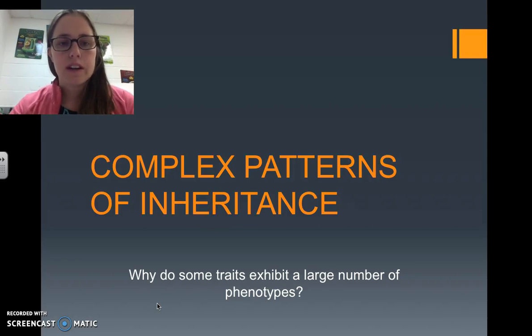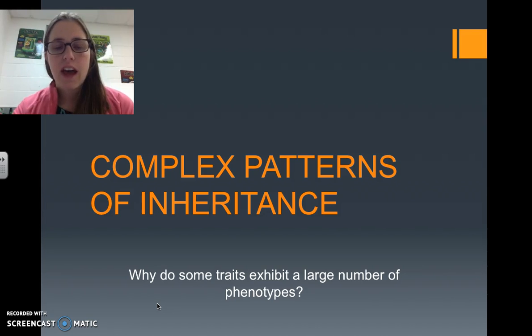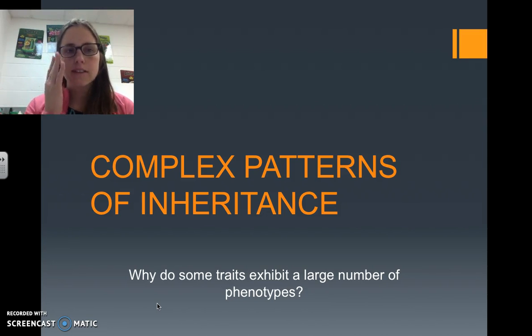Right, so we are going to talk about complex patterns of inheritance and why some traits have large numbers of phenotypes. For example, why height? You can be lots of different heights. There isn't just two different heights. You can have lots of different hair colors. There aren't two different hair colors. You can have lots of different eye colors. There aren't two different eye colors. So these are the complex patterns of inheritance in genetics.